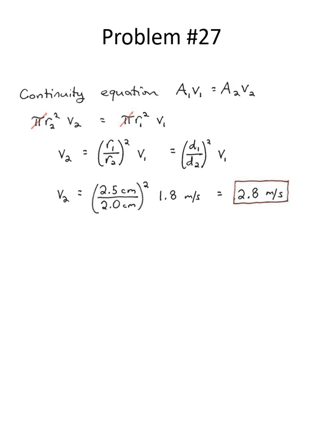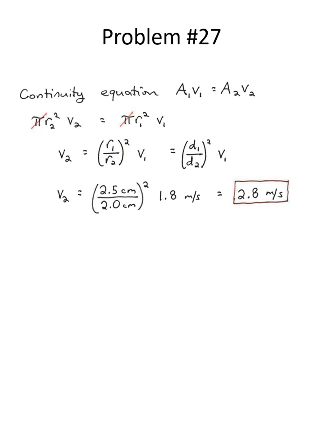Problem number 27. Now we're getting into fluid dynamics, moving fluids. It says water flows through a 2.5 centimeter diameter pipe at 1.8 meters per second. If the pipe narrows to 2 centimeter diameter, what is the flow speed in the constriction?